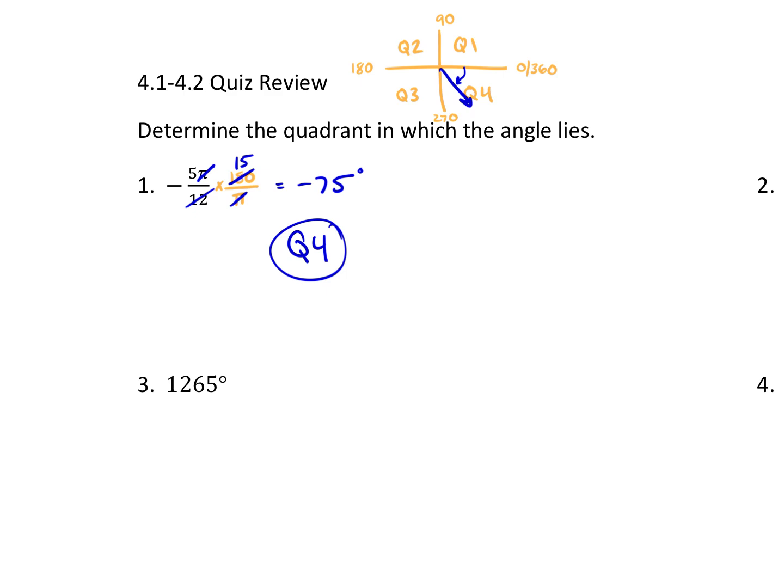Let's look at number 3. So 3 is a super large angle. How would we find what quadrant this falls into? For 3, we can subtract 360. So remember, you can subtract or add 360 to find a coterminal angle to see where this would fall in between 0 and 360. So I would take 1,265 and subtract 360.